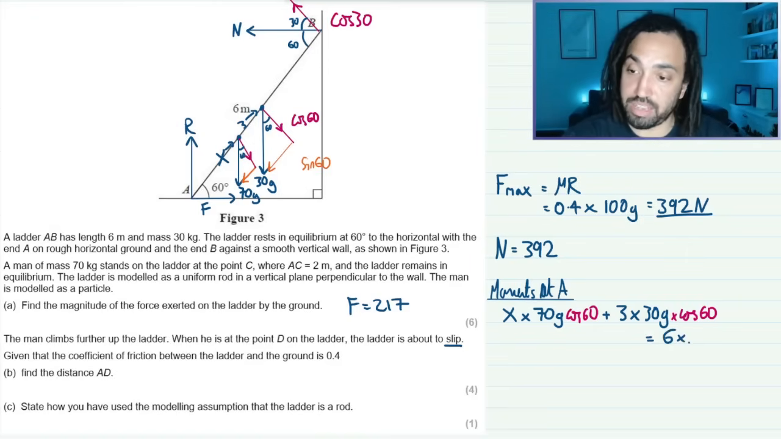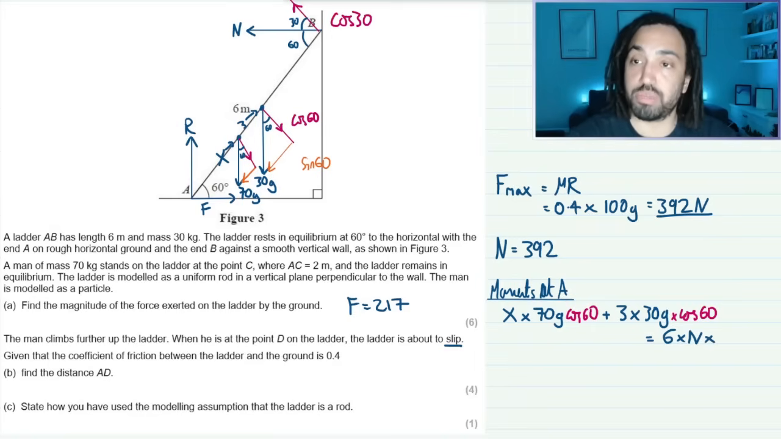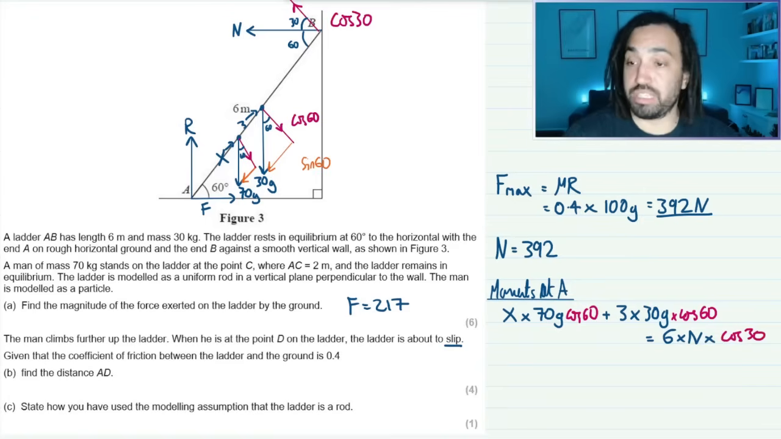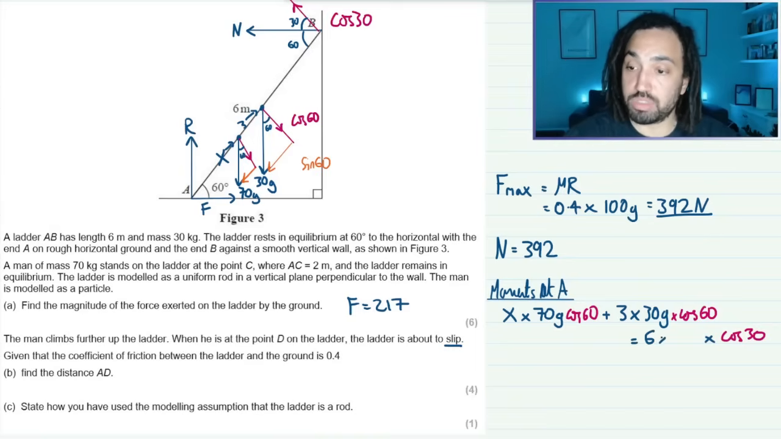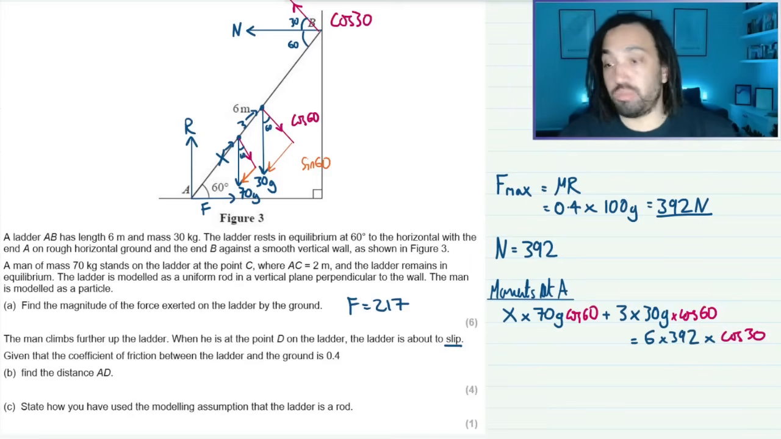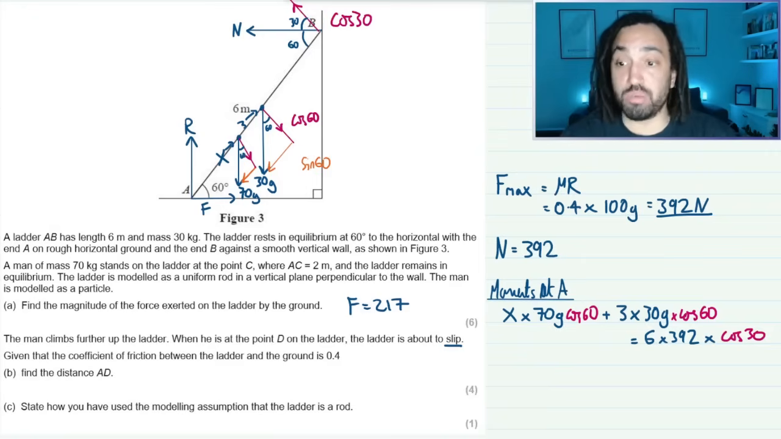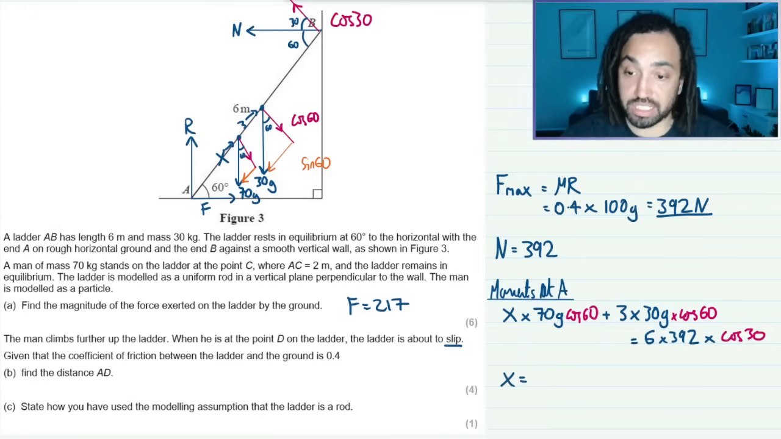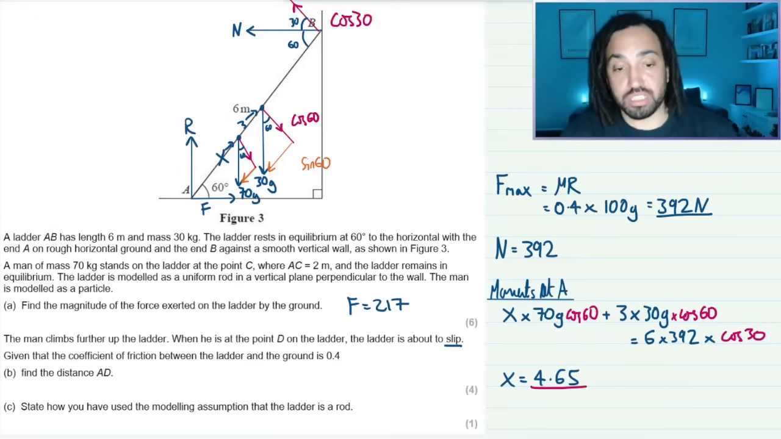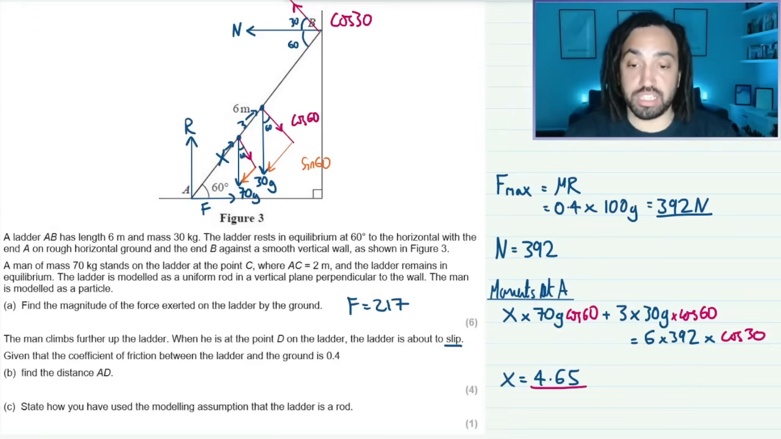6 is the distance away, this N force, and again we've got to multiply it by its component. But that being said, we actually know the N force, don't we? We know what that is, the normal force. So in fact it's 6 multiplied by 392. Perfect. And once again, this is an equation now which has only one unknown. It has x, so we can just solve for x, and we get 4.65. Perfect.